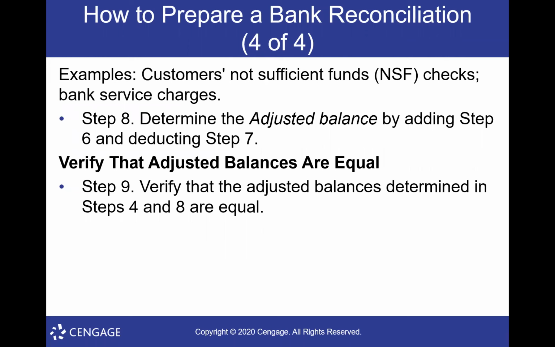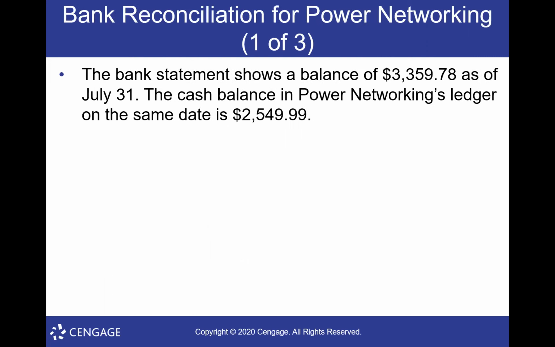Determine the adjusted, I call it the adjusted book balance, the balance of my books adjusted for those items. Then I verify that they're equal. And I'm good, okay? So that's the process. So let's look at an example.